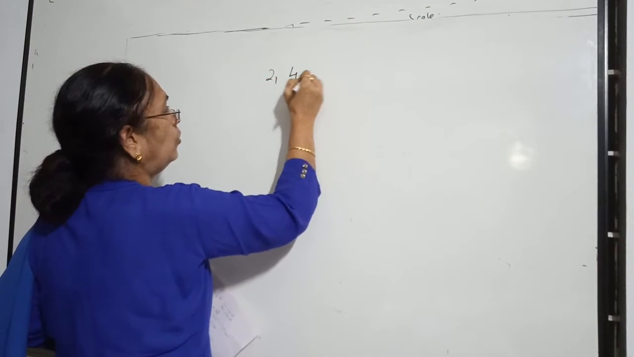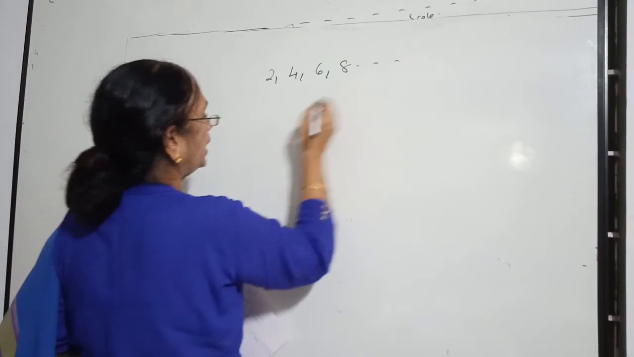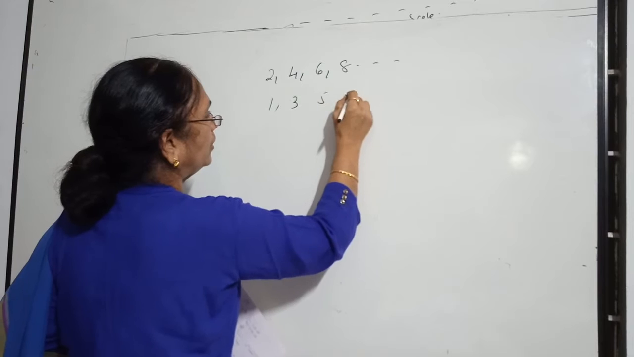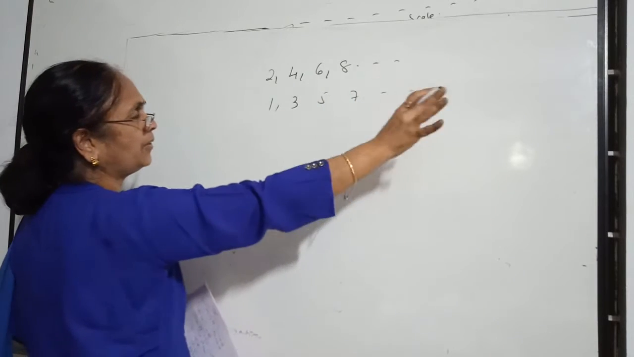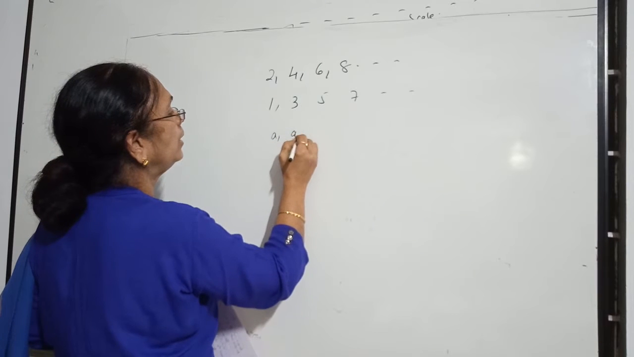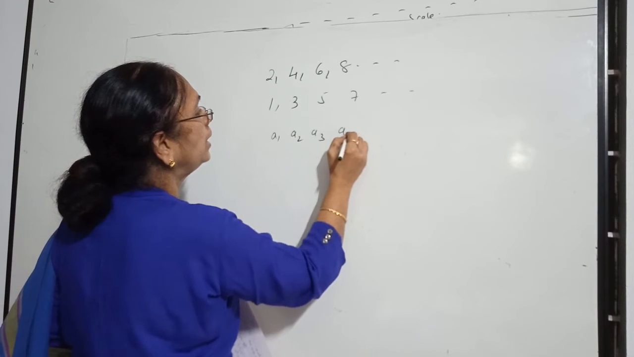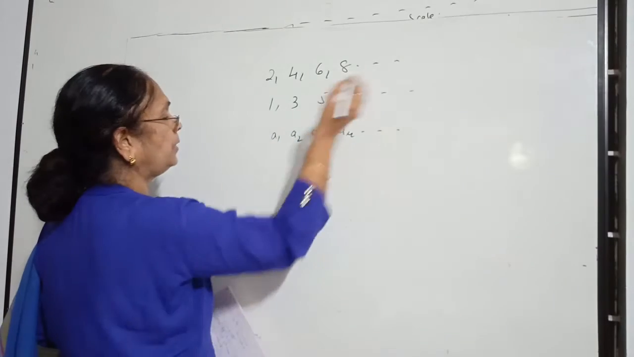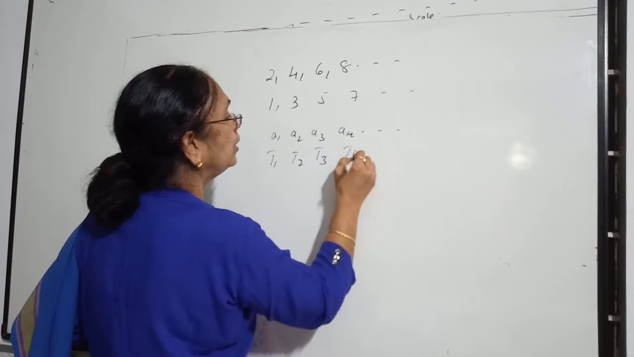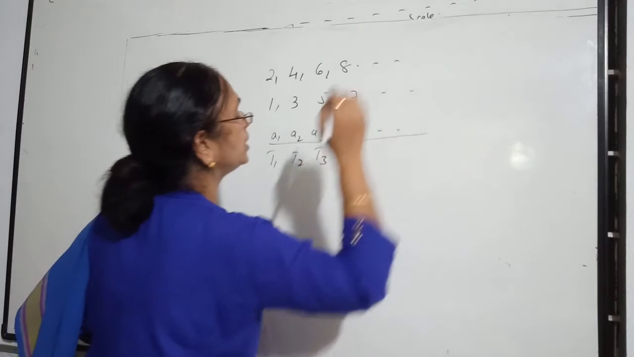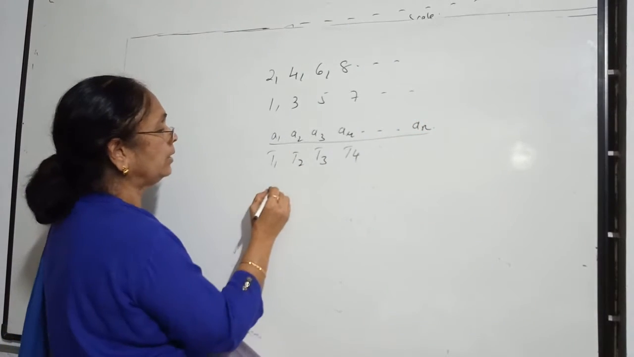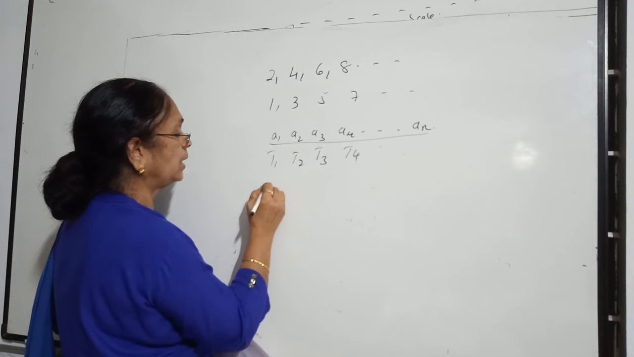2, 4, 6, 8, etc. 1, 3, 5, 7, etc. Now these are sequences of numbers. Later I write this general form as A1, A2, A3, A4, etc. That can also be written as T1, T2, T3, T4. You have learned this one, now you are having this. The last one we don't know, let it be N. So here, the first one, the formula is the nth term.